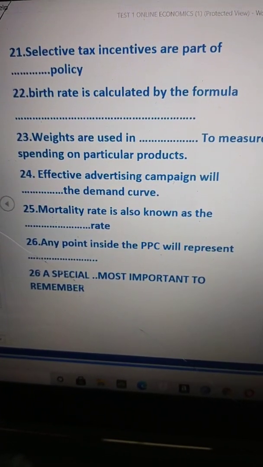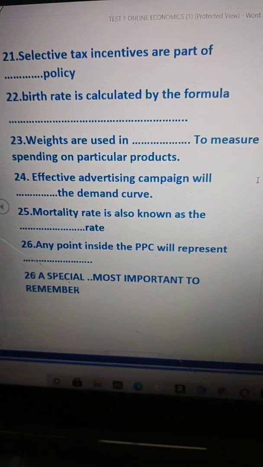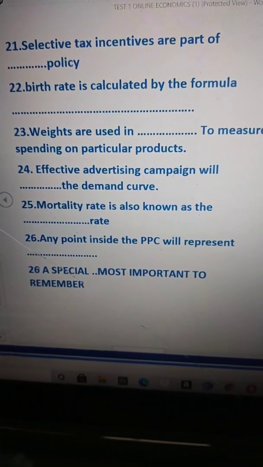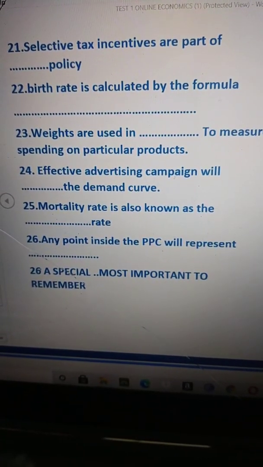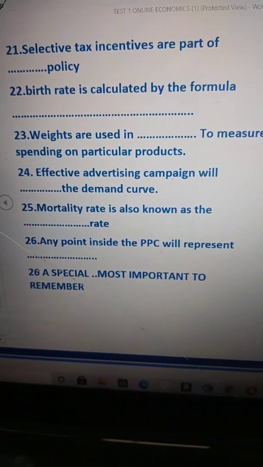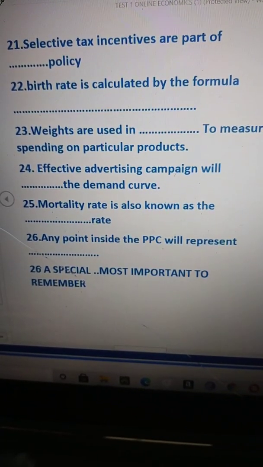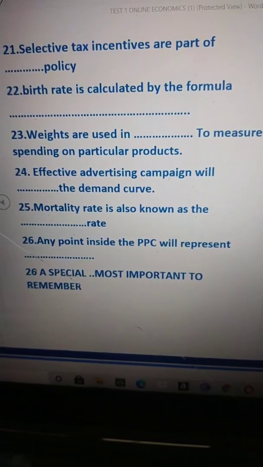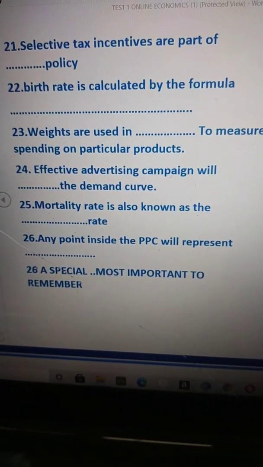Okay. Number 24. Effective advertising campaign will dash the demand curve. Will shift the demand curve. Very good, Zainab. Shift the demand curve. Very good.